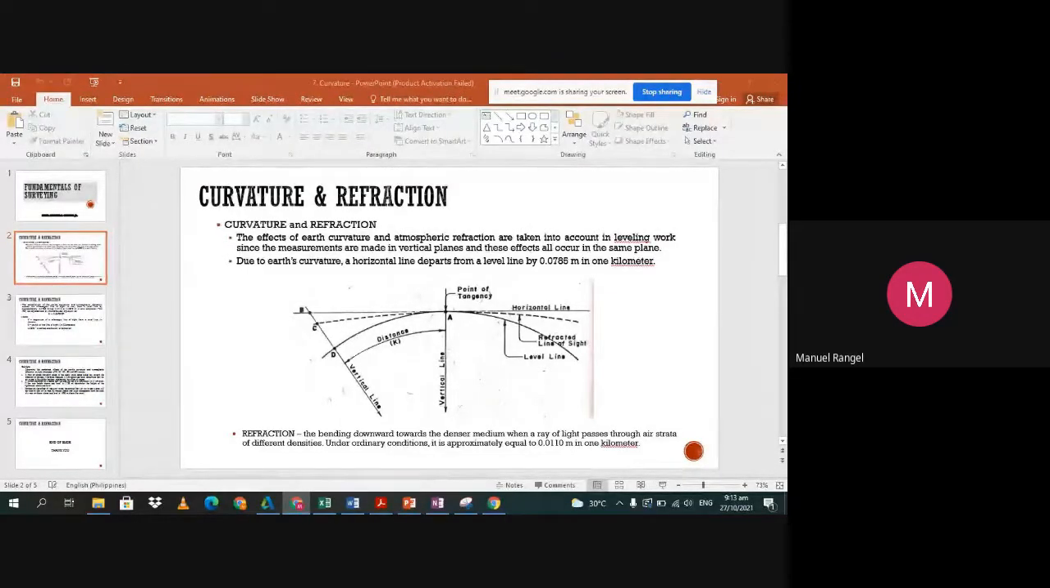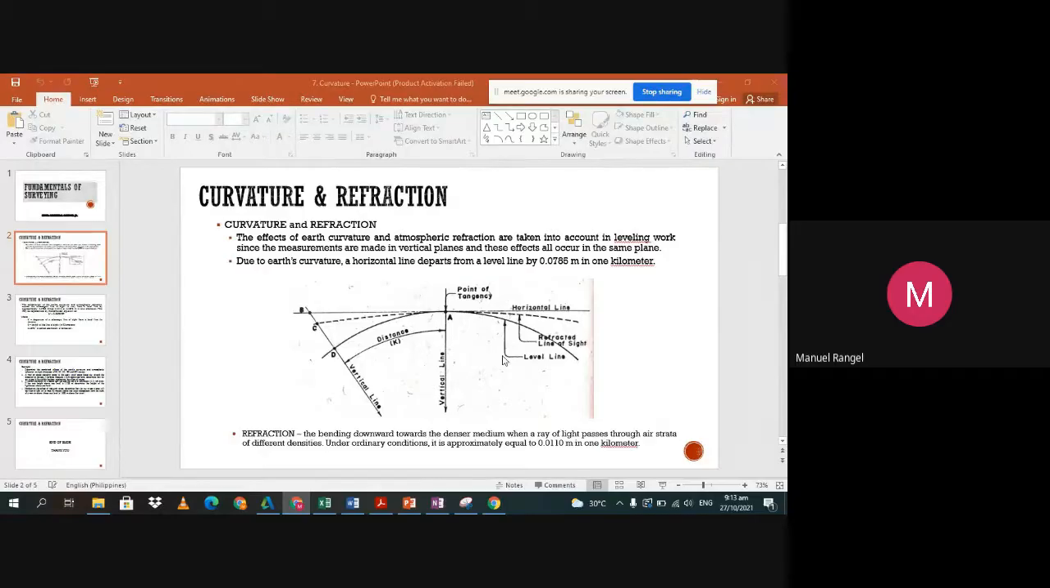So since the measurements are made in vertical planes, these effects all occur in the same plane. Usually pag sa mga gagmay naman ng mga surveying, gina-neglect na lang nato yung effect aning curvature and refraction, pero pag mga dagko na jud siya ng mga na surveys, need din siya i-consider, no? Due to Earth's curvature, a horizontal line departs from a level line by 0.07685 meters in 1 kilometer.